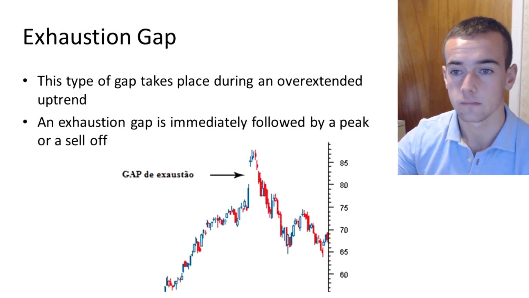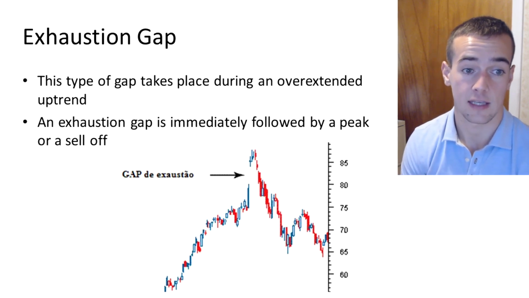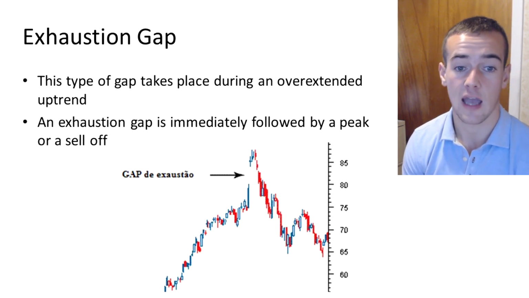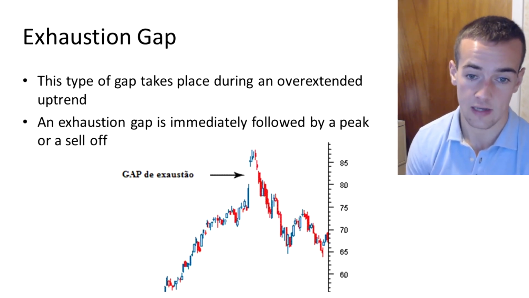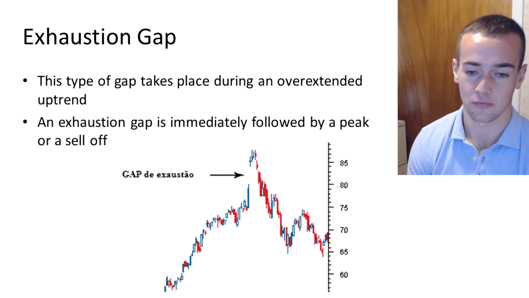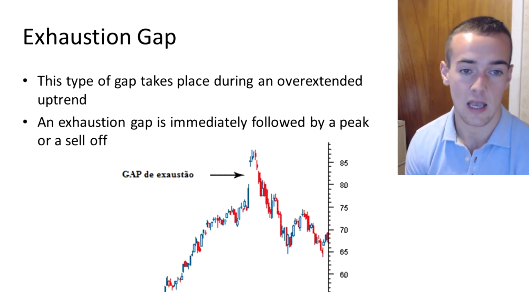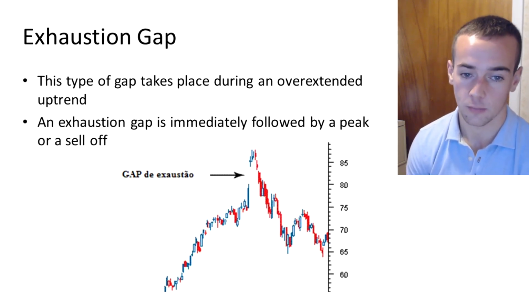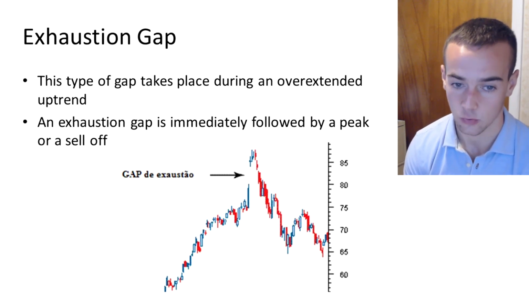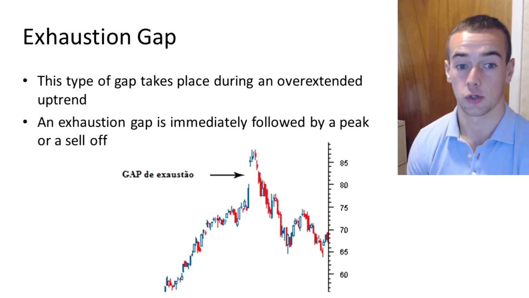Now, an exhaustion gap is the type of gap you would want to watch out for, and this is a gap that takes place during an overextended uptrend. An exhaustion gap is immediately followed by a peak or a sell-off, and it's funny, the only example I could find of an exhaustion gap was from some Spanish site, but nonetheless, it's a good example. As you can see, it takes place during an overextended uptrend, and it immediately resulted in a peak and then followed by a downtrend.